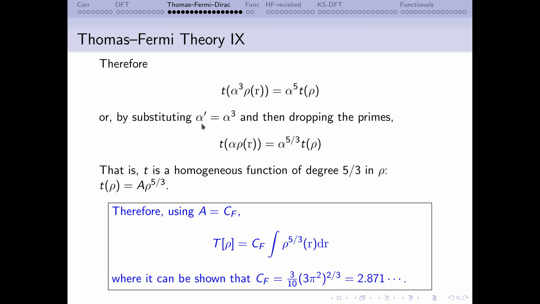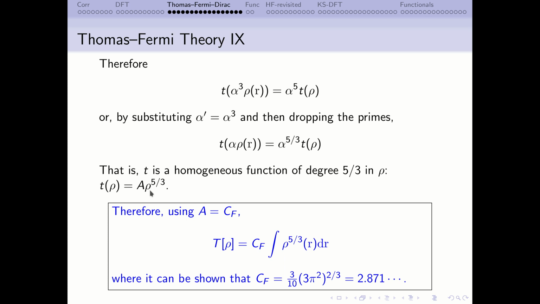And now we change our alpha. We just make alpha prime equal to alpha cubed. So this becomes t of alpha prime times rho is equal to alpha prime to the 5/3 t of rho, and now we drop the prime to give us t of alpha times rho. So now we have scaled rho by alpha. That's equal to alpha to the 5/3 t of rho. That tells us that t, which is homogeneous, must be homogeneous of degree 5/3 in rho. That means t is some constant a times rho to the 5/3.